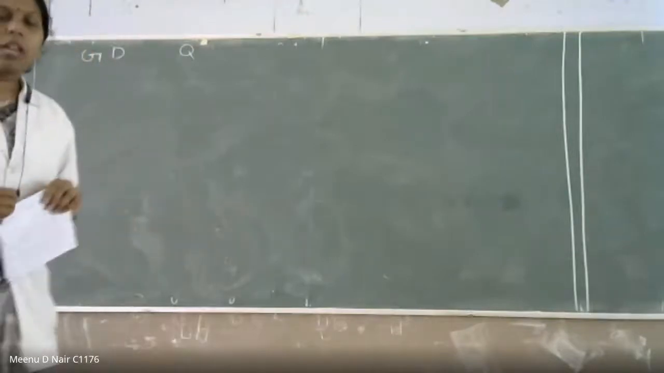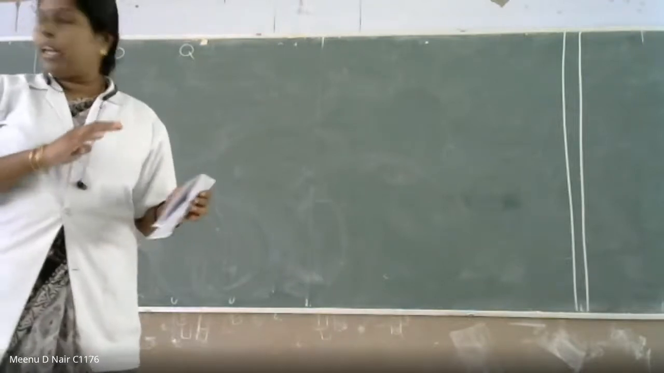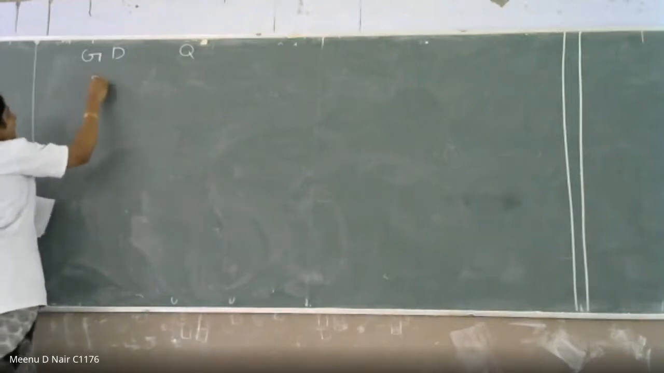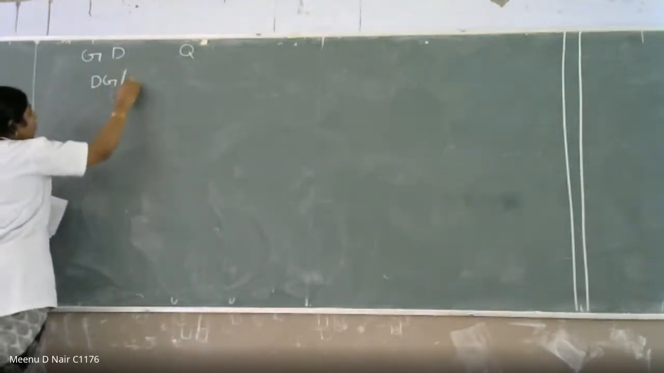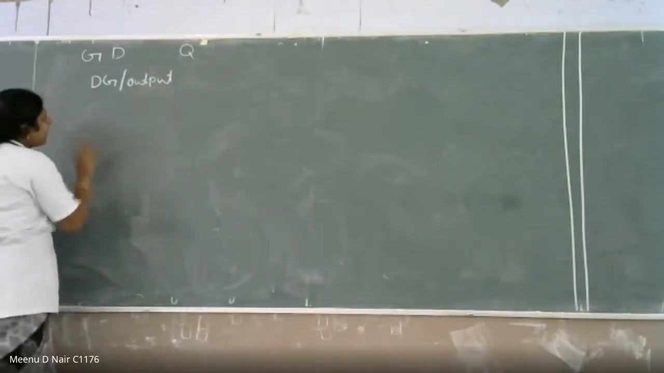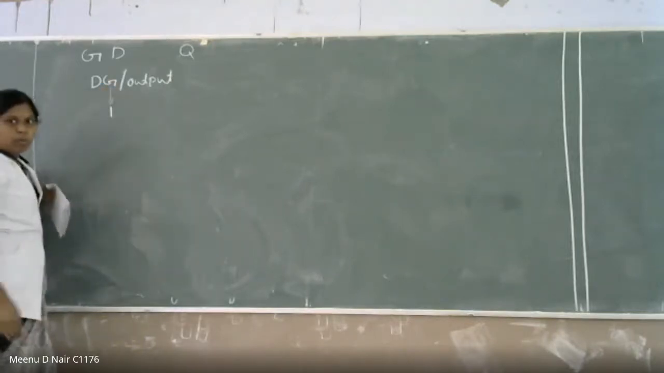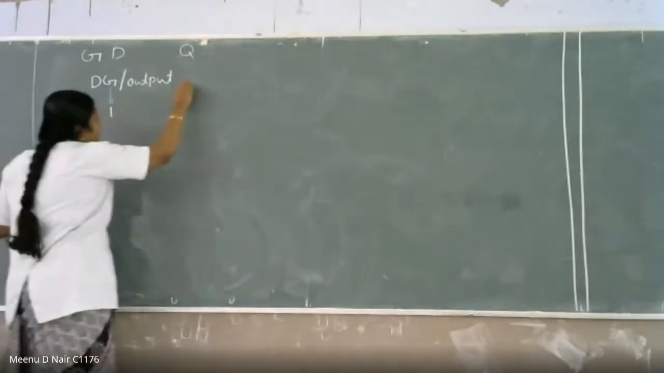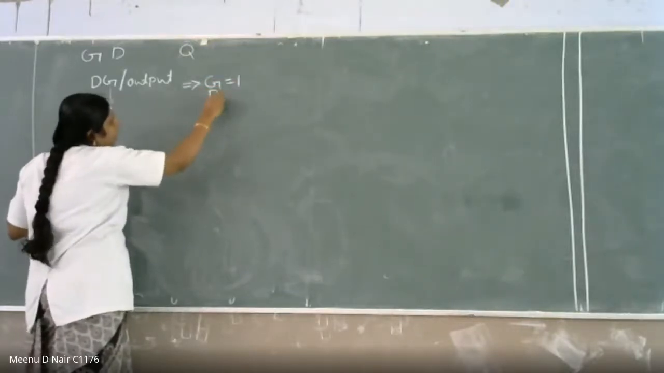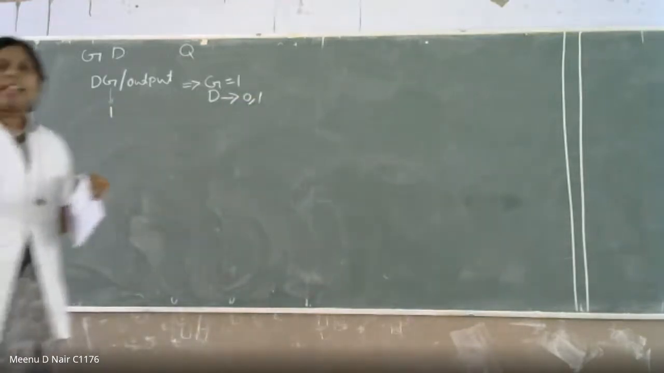First, we are going to see that whenever G is equal to 1, your output will be whatever input you are given in D. So you write it like D, G bar, output. You are fixing G as 1, and D you are varying from 0 or 1.